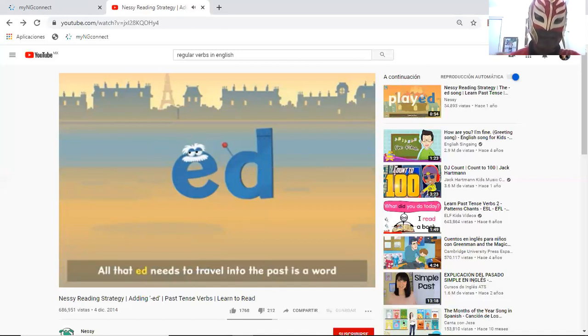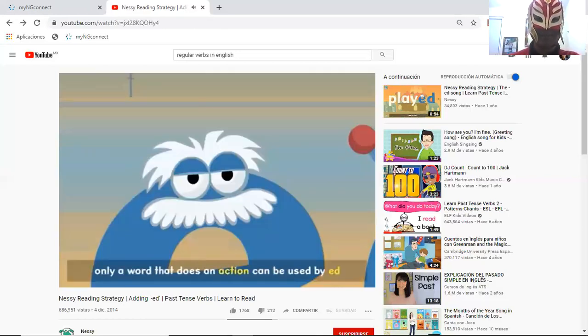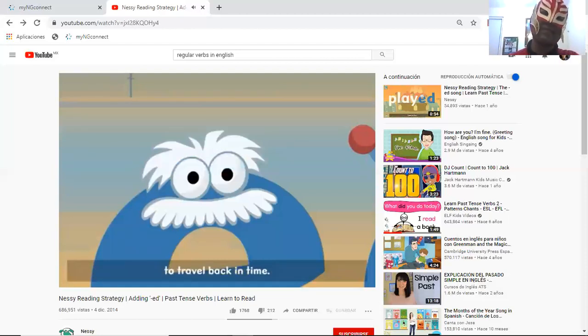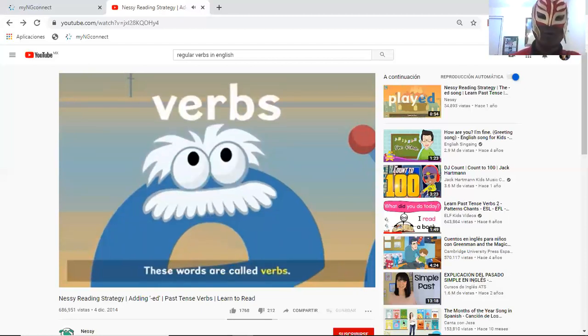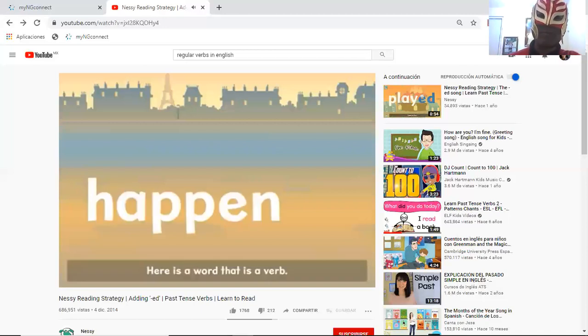All that Ed needs to travel into the past is a word. Necesita una palabra para viajar al pasado. Ed needs an action. Only a word that does an action can be used by Ed to travel back in time. Para viajar al tiempo necesita verbos. To travel back in time, Ed needs verbs.